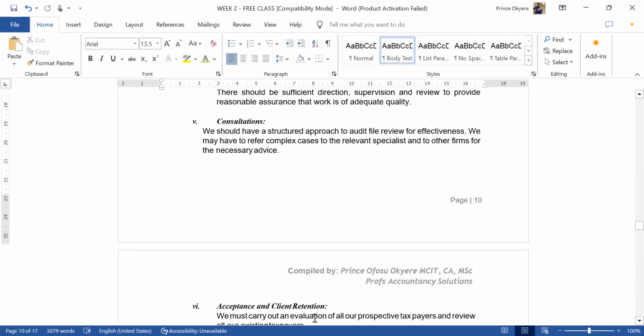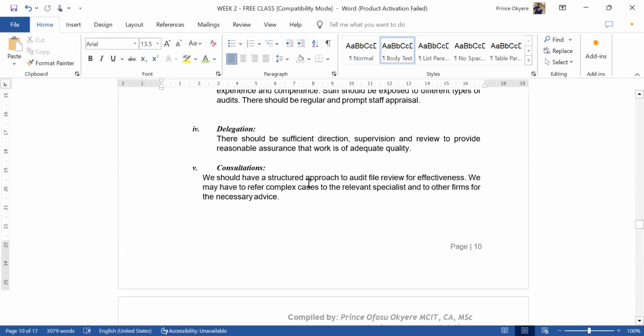Then delegation. When you delegate, you need to do what? You need to supervise, and ensure that the work delegated is done and the necessary direction is given. So as a firm, you need to ensure that delegation is something that you take high interest in maintaining quality. Consultations, I always say, consult.